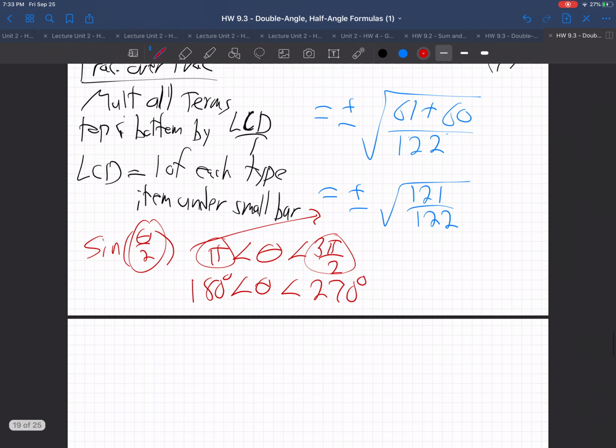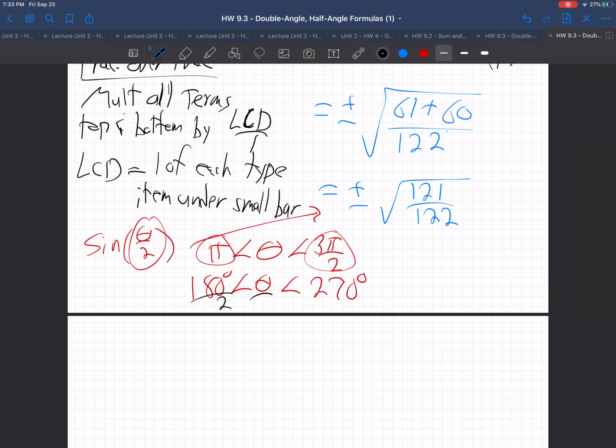Okay. So now let's divide through by 2. Why 2? Because I'm trying to get theta over 2. So this is 90, theta over 2. Oops, messed that up, huh? And this is 135. Do you see that? So theta over 2 is between 90 and 135. Theta over 2 must be between 90 and 135.